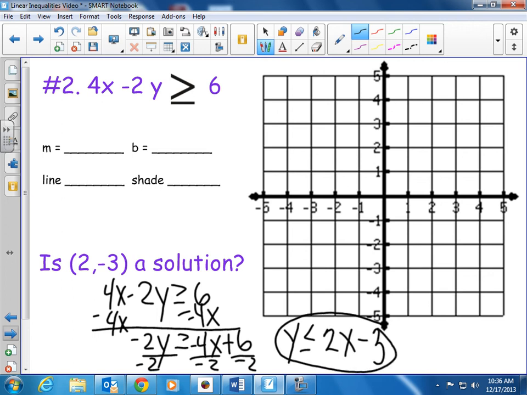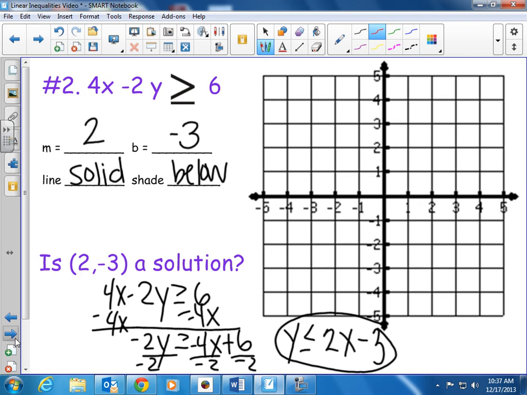Okay, so I'm going to plug in my slope, which is 2. My y-intercept, which is -3. Is my line going to be solid or dashed? Because it includes that equal to sign, it's going to be a solid line this time. Since it's a less than symbol, go back to your notes. We know we're going to shade below the line and include everything.